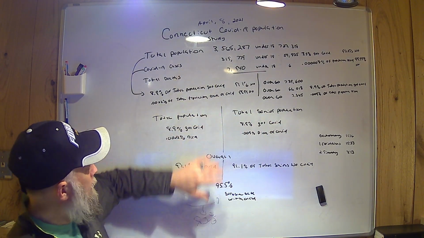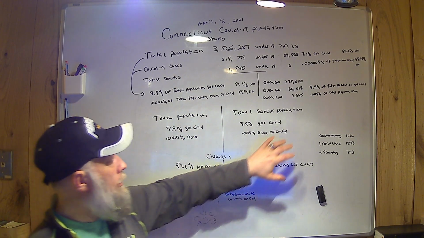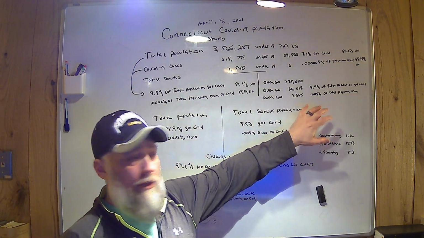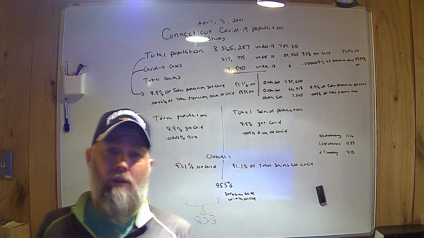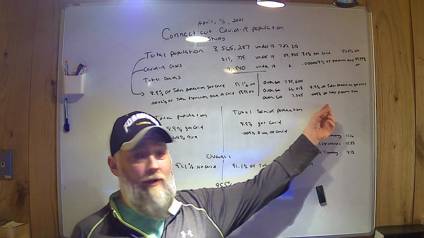3.5 million, my friends. 95. Let's really concentrate on where they tried to sell this. 91% of senior citizens in Connecticut didn't even get COVID. And less than 1% even died of it.